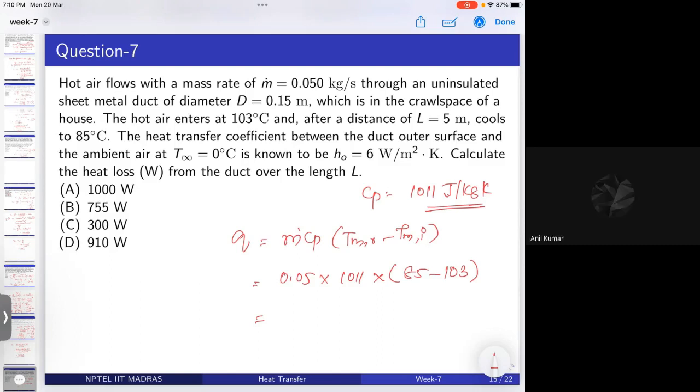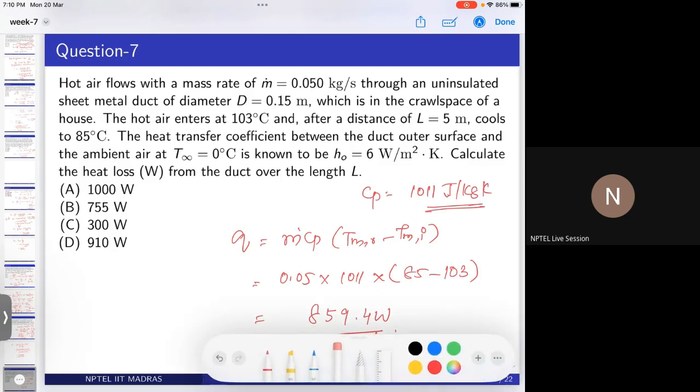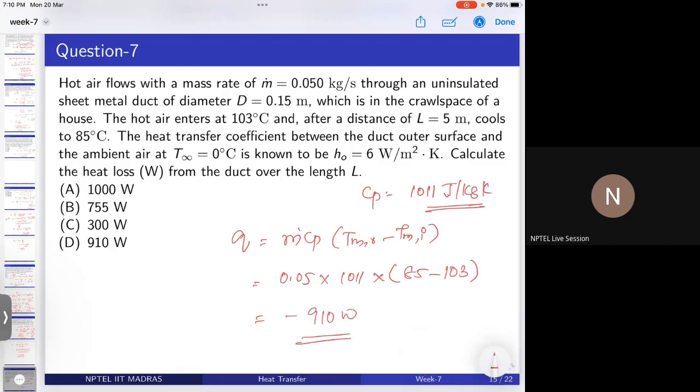Sir, 859.4 watt. Can you please cross check? I'm getting a different answer. I'm getting 910. Can you please cross check your answer? It's 909.9. Okay, it's almost close to 910. So it's negative because the air is losing heat.